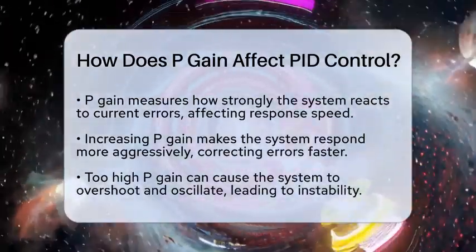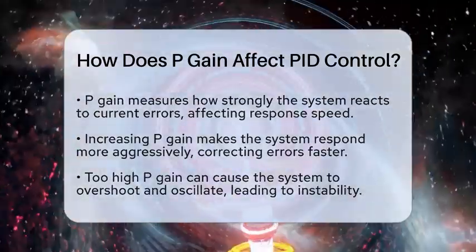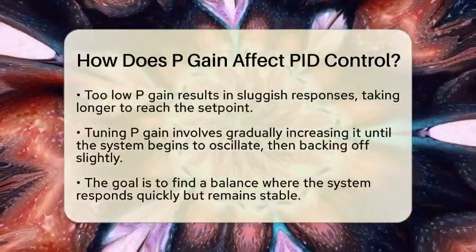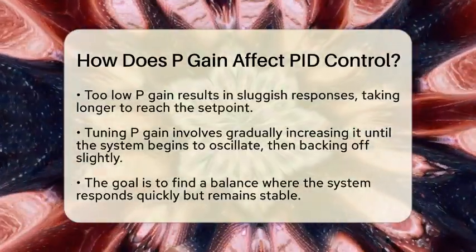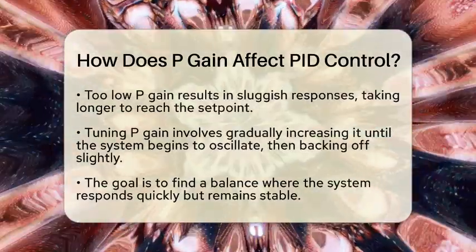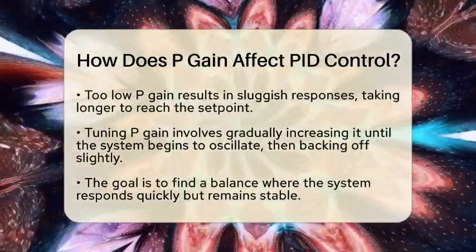But there's a catch. If the proportional gain gets too high, the system can start to overreact. Instead of smoothly correcting, it might overshoot the target and then swing back, causing oscillations. This is like steering too hard and making the boat wobble side to side. That instability can make the system unreliable or even damage mechanical parts over time.